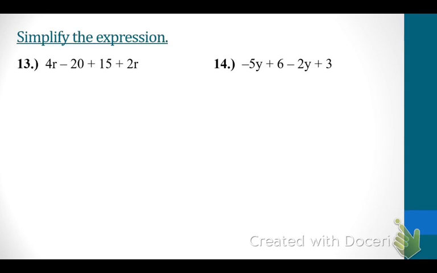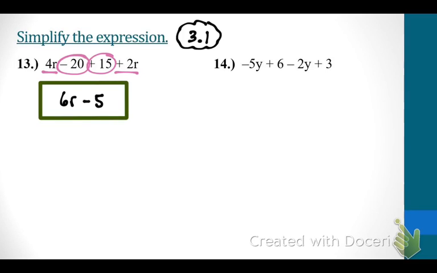Next one, simplify the expression. This is coming from 3.1. Let's find the like terms. Kaylin, what are my like terms on problem 13? Negative 8y, negative 2y, and r, and 2y, and negative 25 and 15. Okay, very good. Now we're going to go ahead and combine these variable terms first. What does the 4r and the 2r become? 6r. And then Kaylin, what's negative 20 plus 15? Negative 5 is correct.